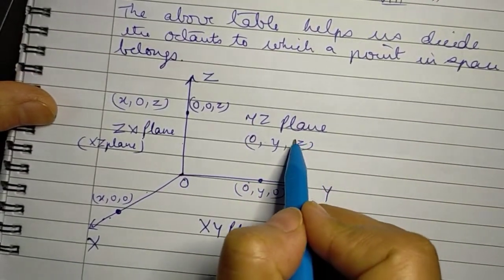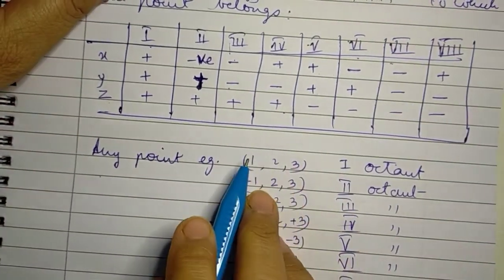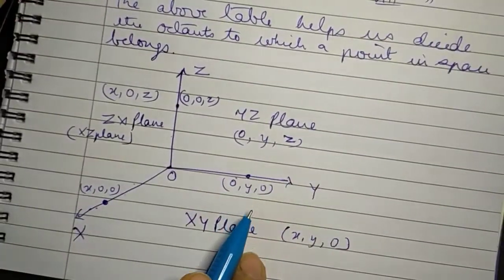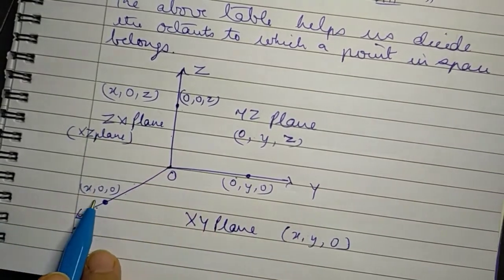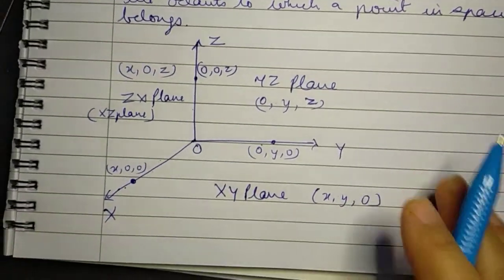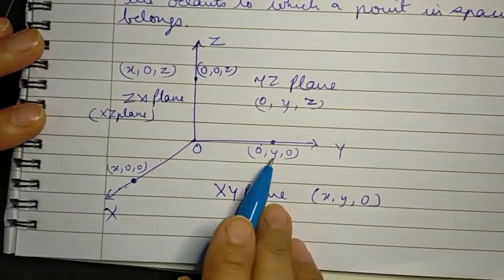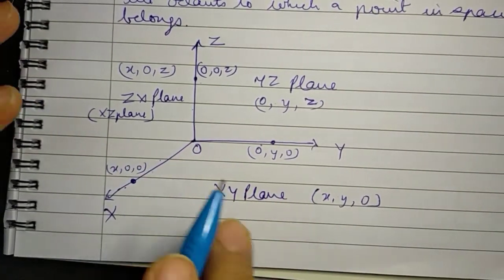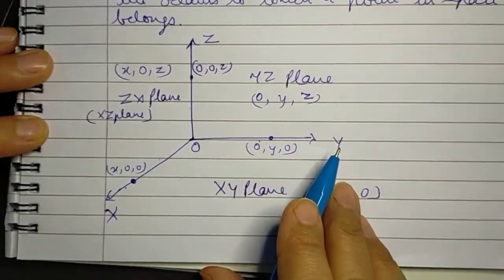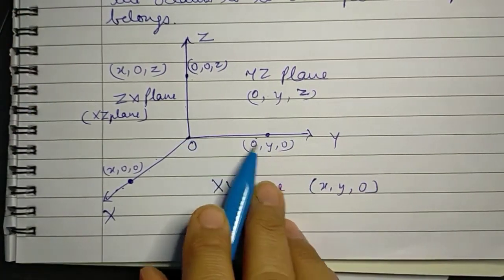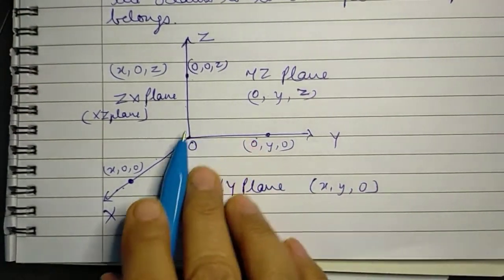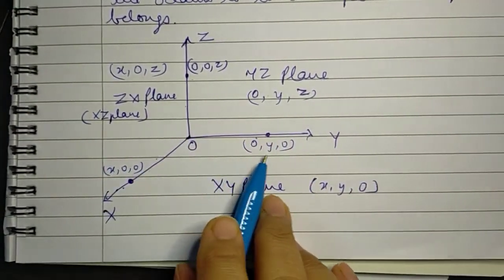So just by looking at this table you can decide any point in space, and by observing these things carefully, as to which coordinate is 0 and which is not, we can clearly identify whether a point lies on any of the axes or on any of the planes.